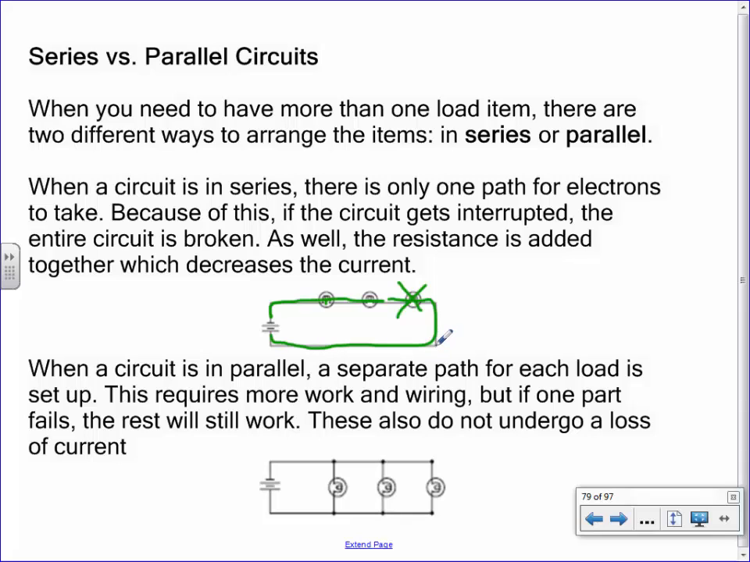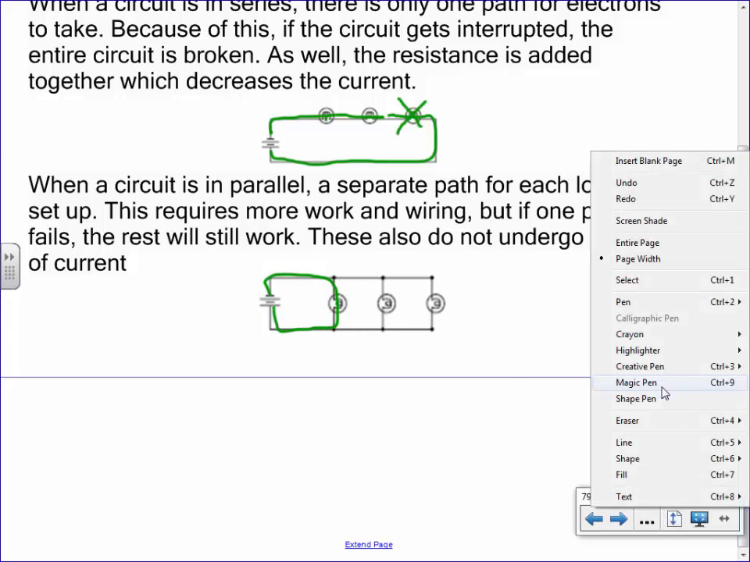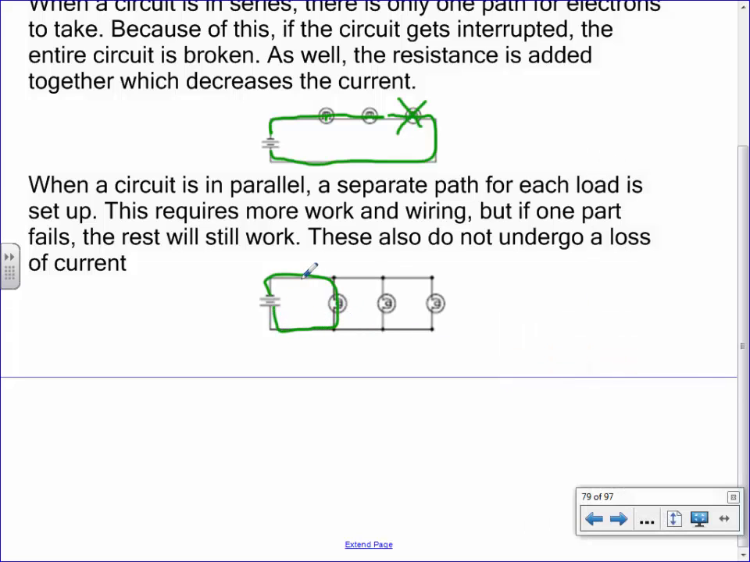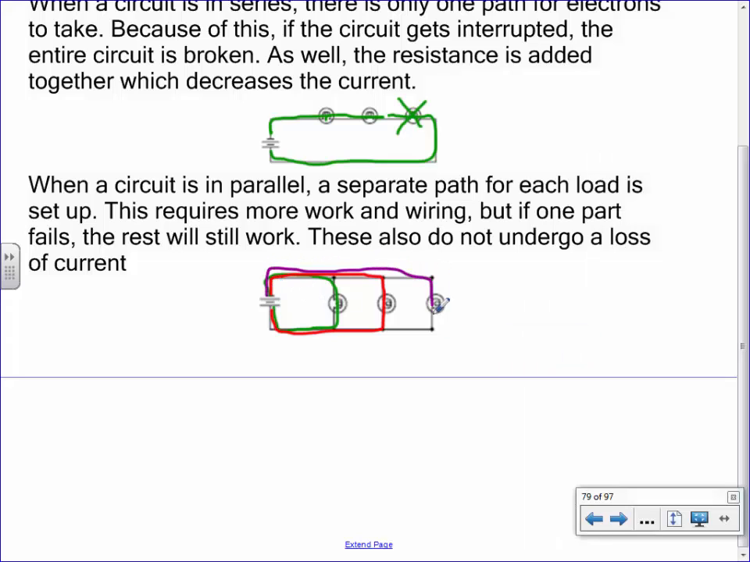Most often we work with something called a parallel circuit. See how there's still 3 light bulbs right here? But they each get their own pathway. Here, these guys right here have a pathway. I'll do another color here. Then this guy right here has its own pathway. And this guy right here has its own pathway. If this light bulb right here were to break, the other 2 would actually keep working.